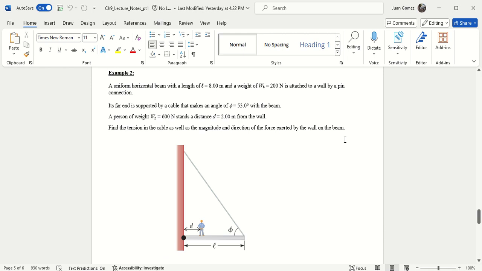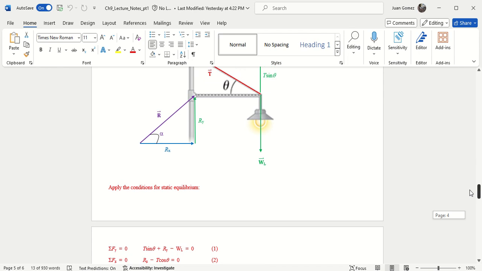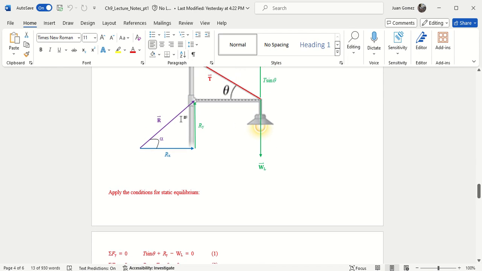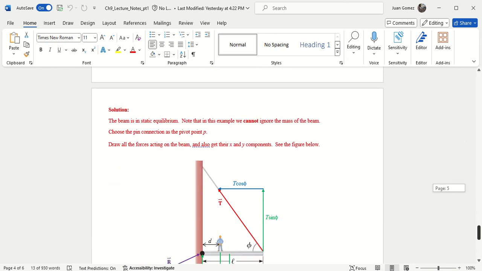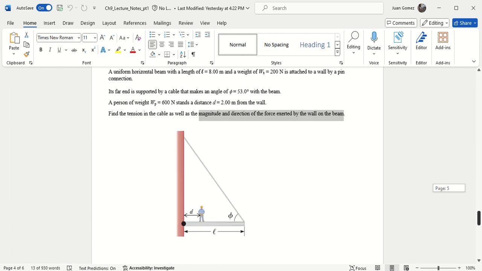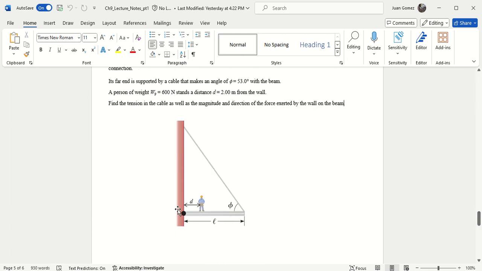And the rubric for these problems is always the same. We want to find the tension in the cable, T, and we want to find the magnitude and direction of the force exerted by the wall on the beam. We mean what we call the reaction force R. I want to know its magnitude, and I want to know the angle alpha. Okay, so step one is we're going to choose the point where the beam is affixed to the wall. That is going to be our pivot. And when we take the sum of the torques equals 0, it's relative to that choice of pivot.